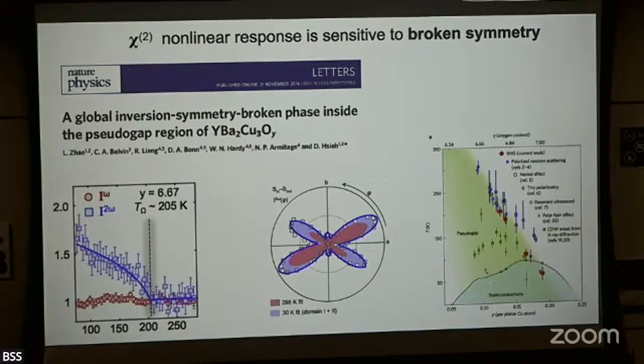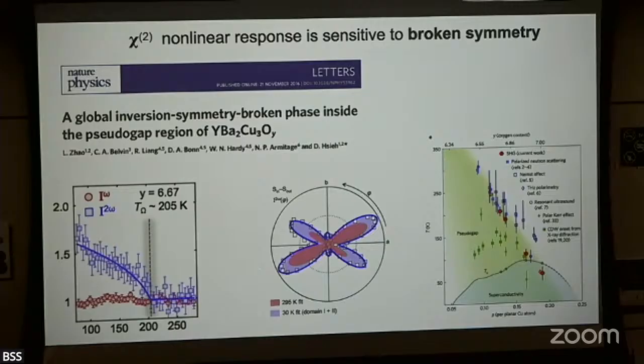And what they had found in this YBCO, high temperature superconductor, temperature versus doping, this is the famous pseudo-gap line coming in. And what they found, and me, was that as you come down in temperature, there is a line here which essentially parallels this line where other features of the pseudo-gap are found, where the second harmonic generation onsets in this fashion here.